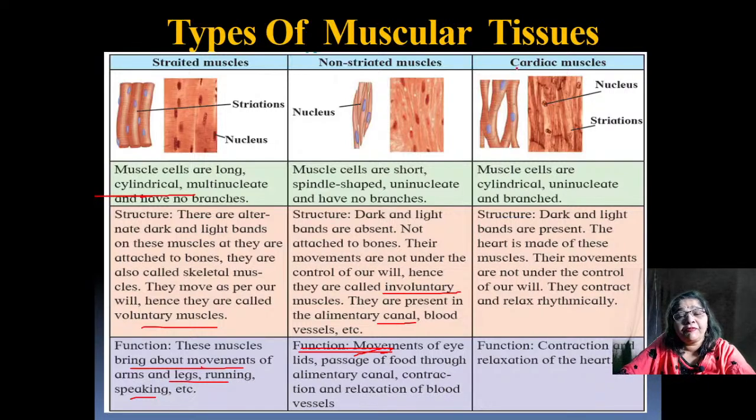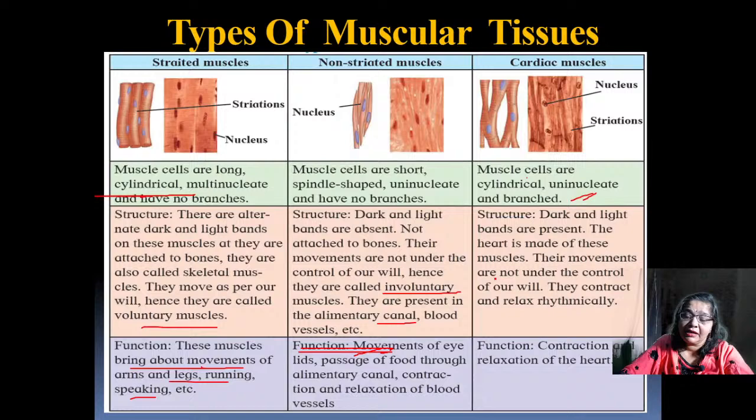The third type of muscular tissue is the cardiac muscles. The cardiac muscles are found mainly in the heart. These muscle cells are cylindrical, uninucleate, and they are branched tissue. The structure of the cells generally shows dark and light bands, and the heart is made up of these muscles, mainly the cardium. The heart is made up of cardiac muscles.